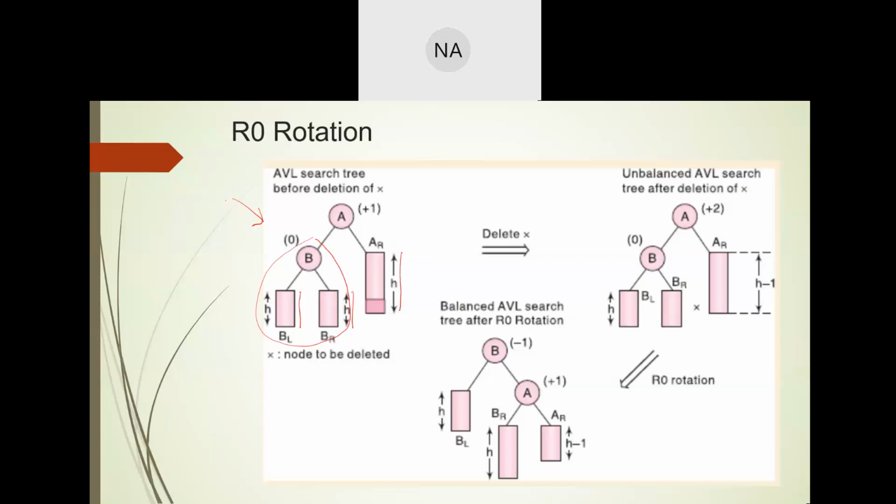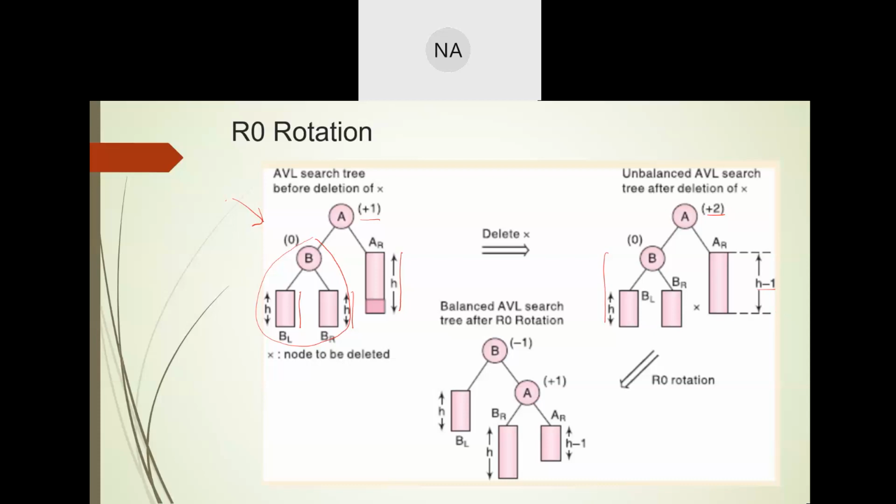Now you delete X from AR, that is, you delete X from the right subtree of node A. So now the height of AR will become H minus 1, because you have deleted X from AR. Now the balance of node A is plus 2: H plus 1, the height of its left subtree, and the height of the right subtree is H minus 1, so the difference is plus 2, right?